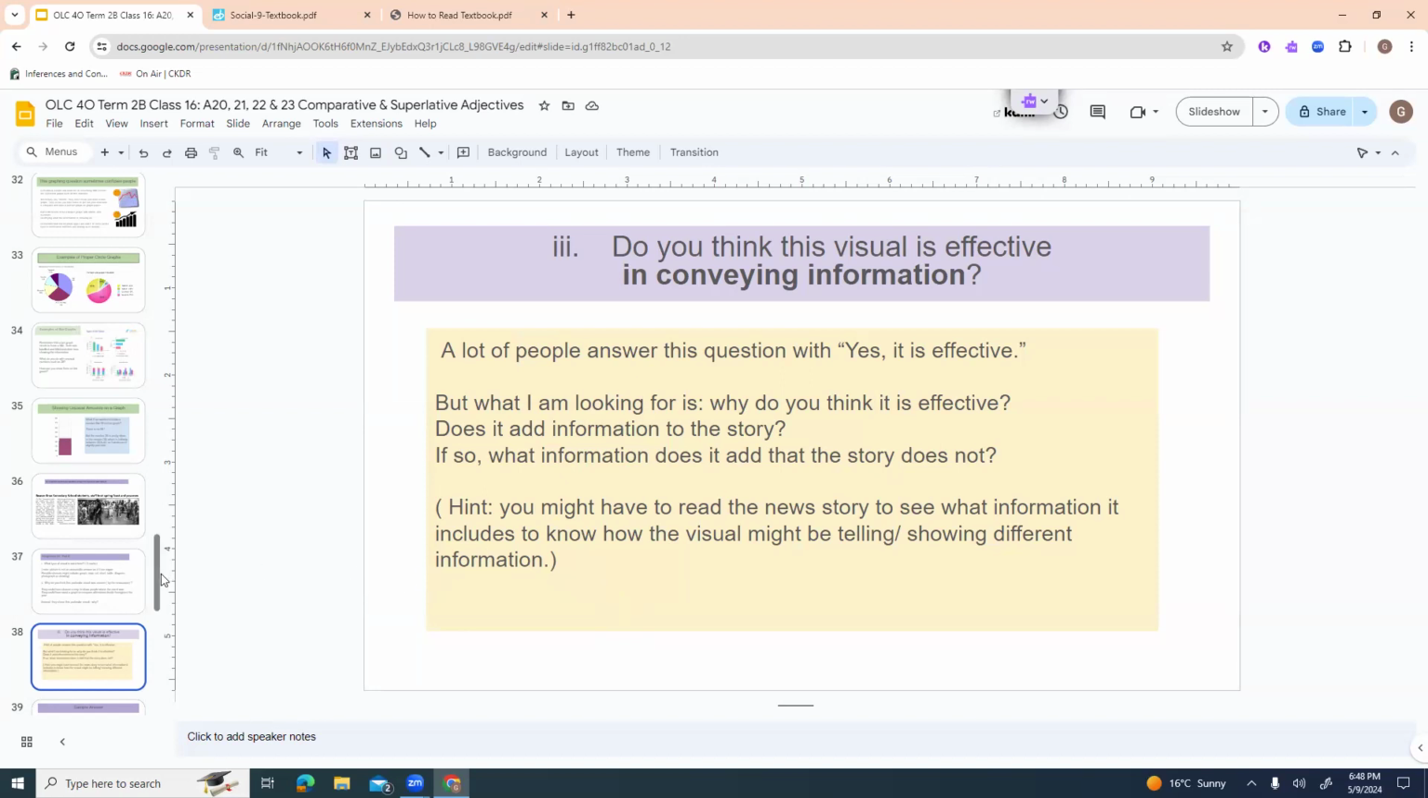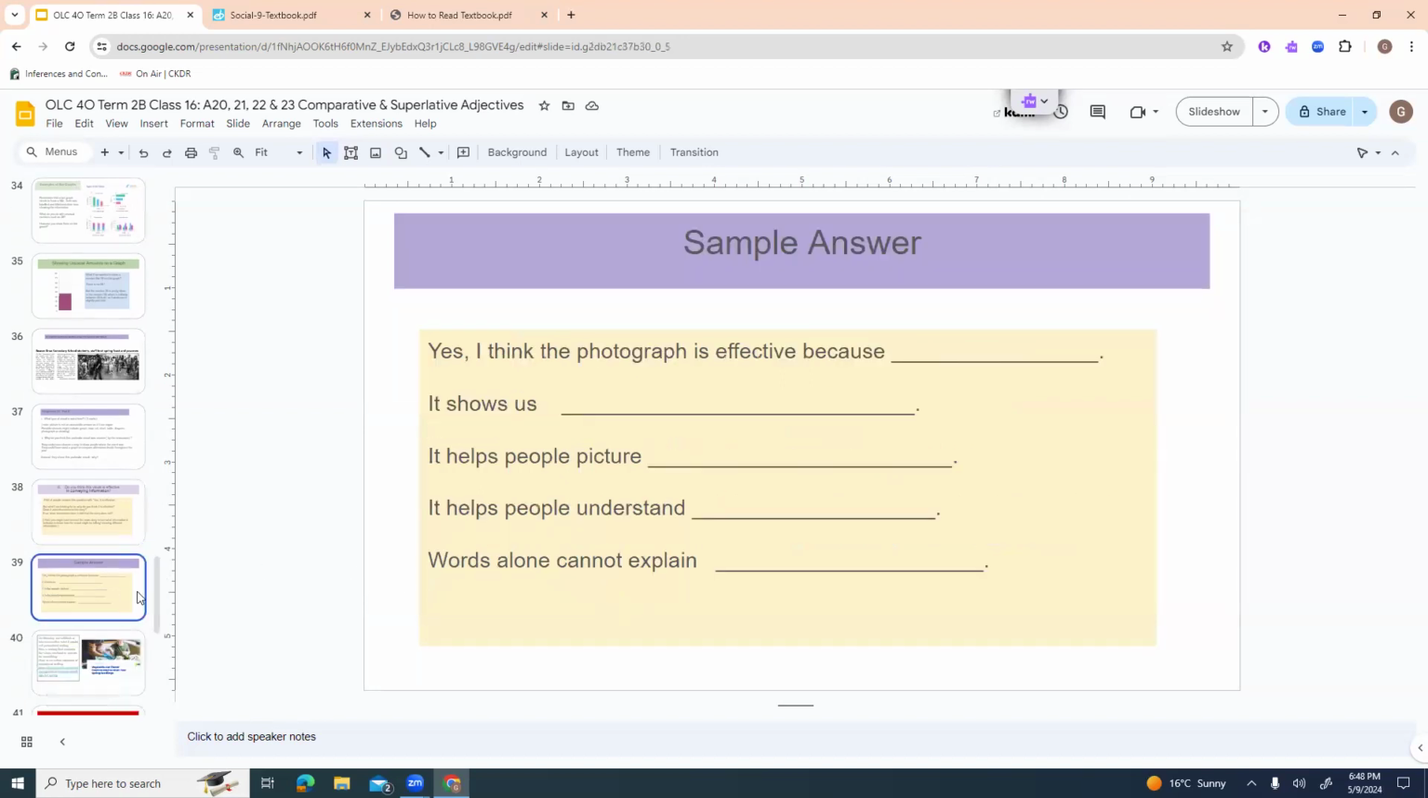Okay. And let me see here. I'm almost done. So here are some examples. Yes, I think the photograph is effective because, and you give me a reason. It shows us, explain what it shows us. It helps people picture, and you tell me what it pictures. It helps people understand. What do they understand? Words alone cannot explain. What is it telling us that the words can't tell us? There are all sorts of ways to explain that. You don't have to use all of these. These are just examples of sentences, the beginning of a sentence that you would explain.